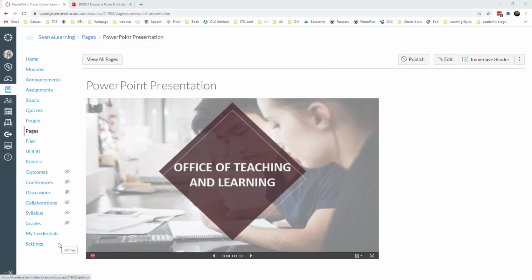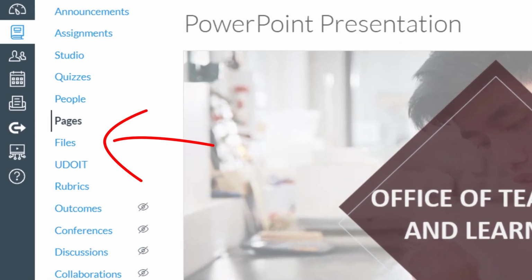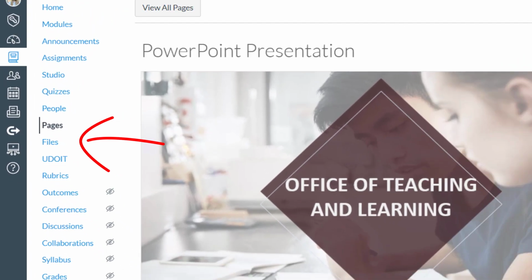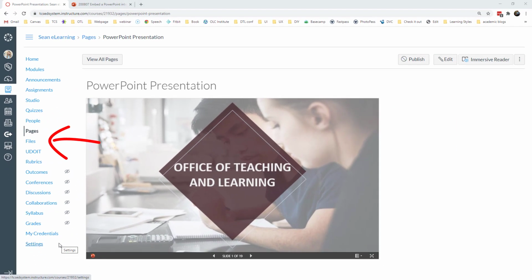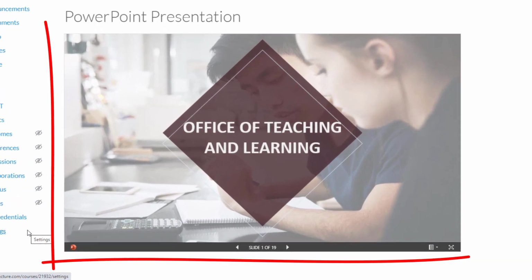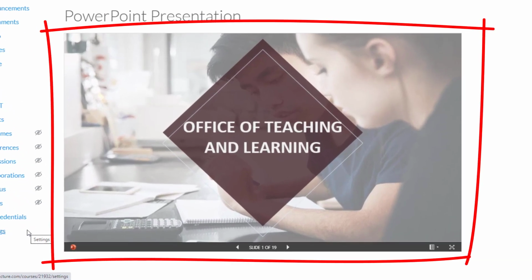There are various ways to get PowerPoint into Canvas. For example, you could upload the file into the Files menu. You can share a link or even attach the file onto a page, an announcement, or an email. But what we're exploring today is specifically how to embed a slideshow onto a page.